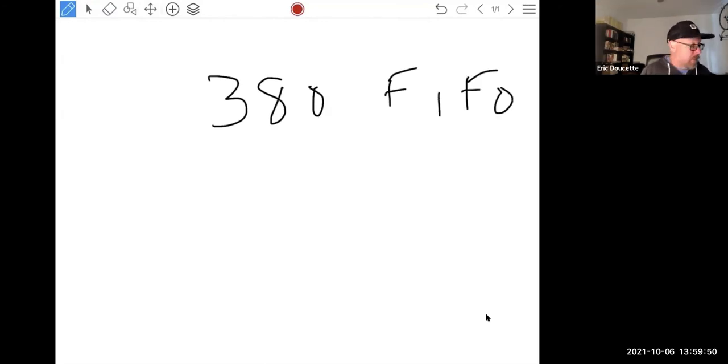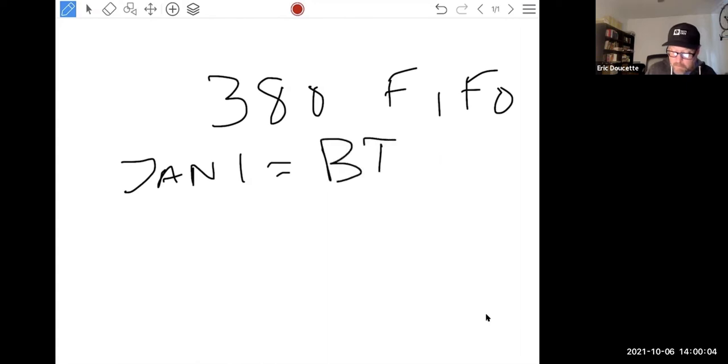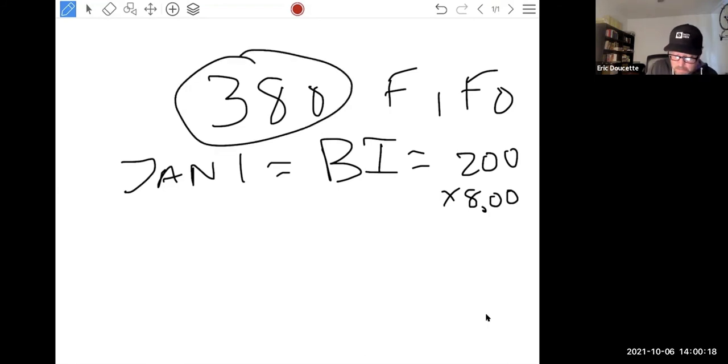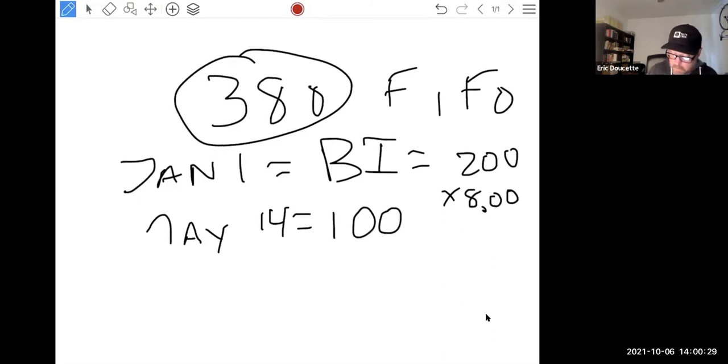So again, the last ones I put in were November 18th. So those are already sold. Again, I'm going to start from the top. So I still have then the January 1st beginning inventory. That was beginning inventory, and that equaled 200 times $8 each. That's what they were valued at. And then May 14th, so that's only 200. I need 380 because that's what I have left. So that means the May 14th items are still in there. And those were 100 units at $8.50.